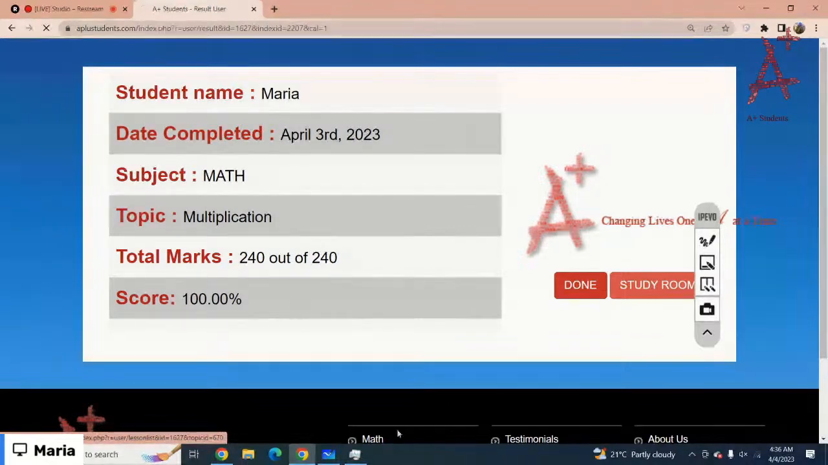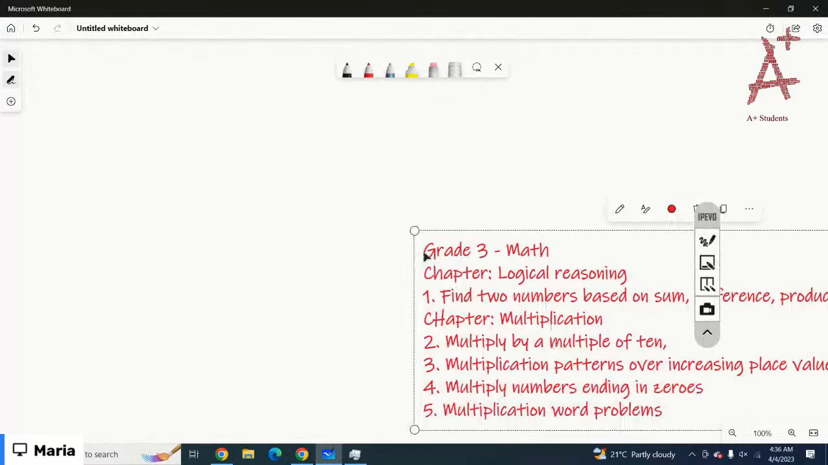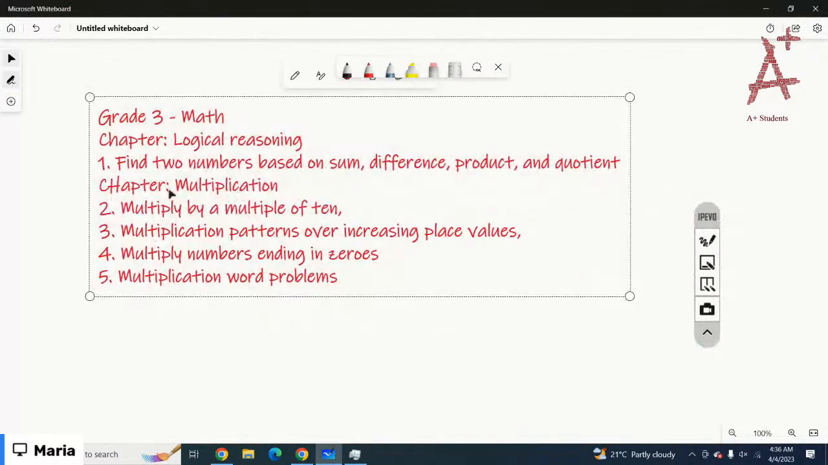So we are working on grade 3 maths. We've started with the chapter logical reasoning, and the lesson we did is find two numbers based on sum, difference, product, and quotient. Then we've started a new chapter, multiplication, and the lessons covered are multiply by a multiple of 10, multiplication patterns over increasing place values, multiply numbers ending in zeros, and then multiplication word problems. So if you have any question, you can ask. I'm here to answer all your questions if you have any.